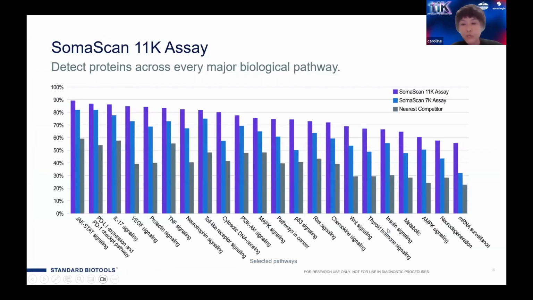Here is a comparison between the current SomaScan assay and our nearest competitor, which is an antibody assay. Shown here are the percentages of targets that we are able to detect in each of these different major biological pathways. You can see that with our SomaScan panel, we detect 30 to almost 50% more targets in each of these known biological pathways compared to the competitor.